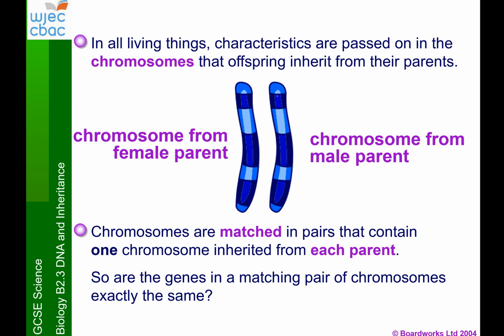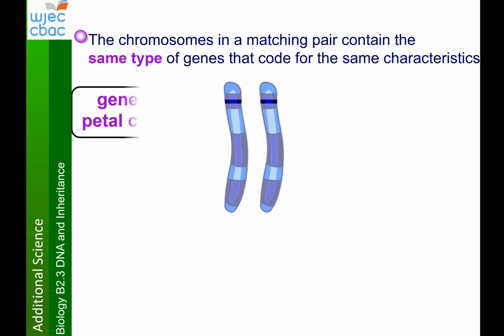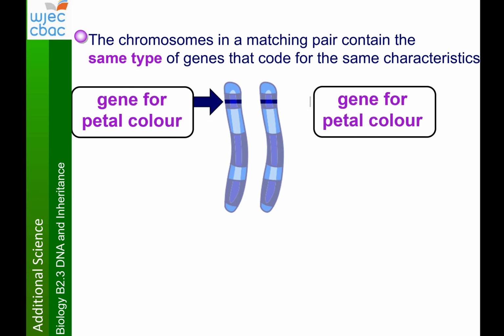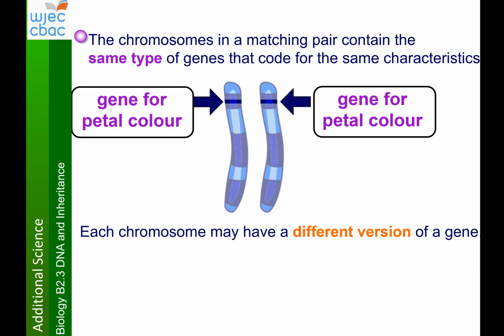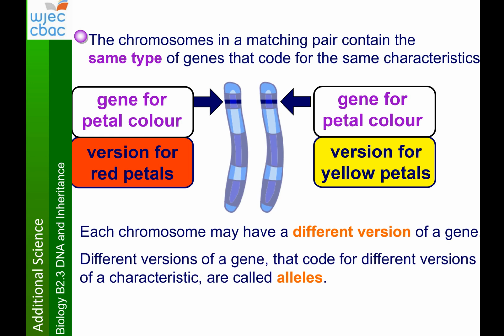So the genes in the matching pairs, are they exactly the same? Well, even though they're at the same place, so you can see these dark blue bands opposite one another, they may not always be the same versions of the gene. We call those different versions the alleles. The chromosomes in a matching pair contain the same type of genes. We're going to use the idea of petal colour. Each chromosome may have a different version of a gene. Let's say this one is for red petals on the left and the one for yellow petals on the right. The different versions of the gene are called alleles.